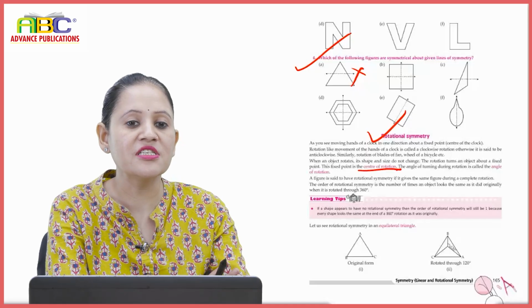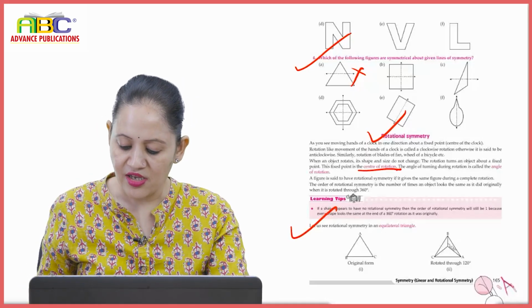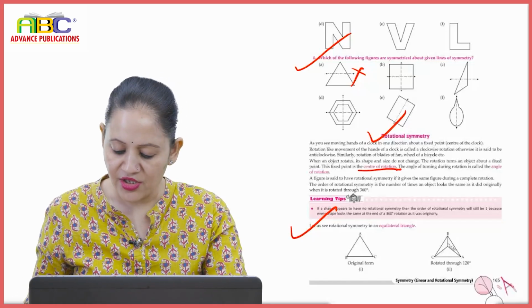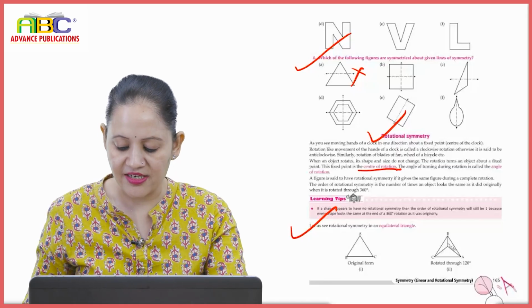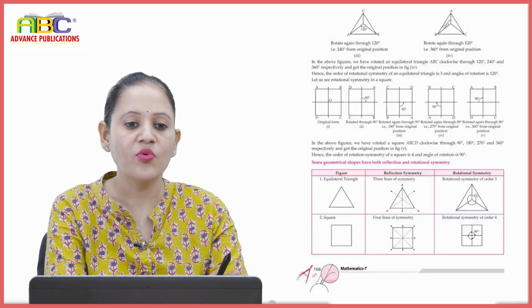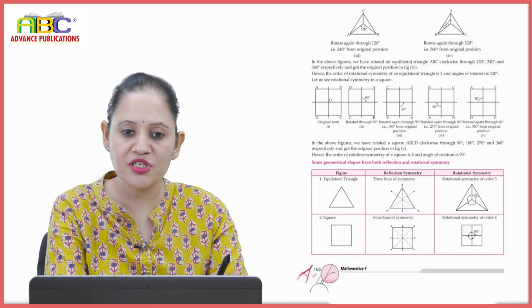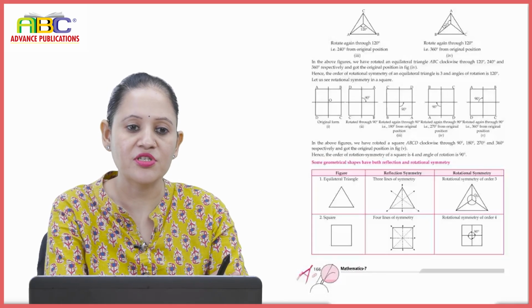Let us see the rotational symmetry in an equilateral triangle. So this is the original form. Now it rotates through 120 degrees. So A, B and C. Now we are rotating it. A comes here, B is here and C is here. Now again we are rotating it another 120 degrees, means total 240 degrees. Original position will not come yet. Again 120 degrees, total 360 degrees, and again the original position.